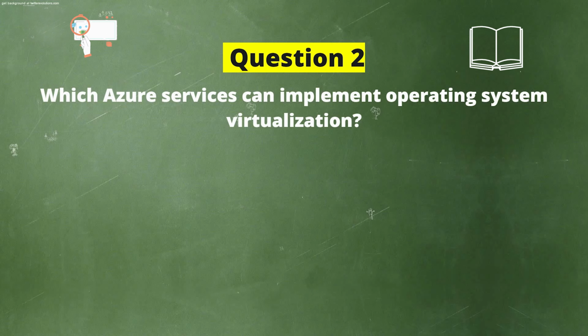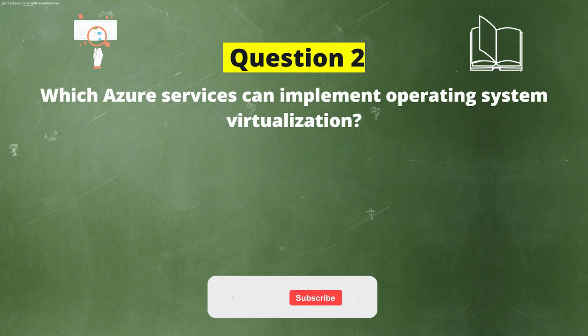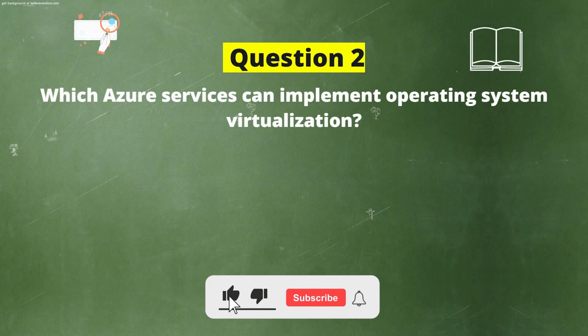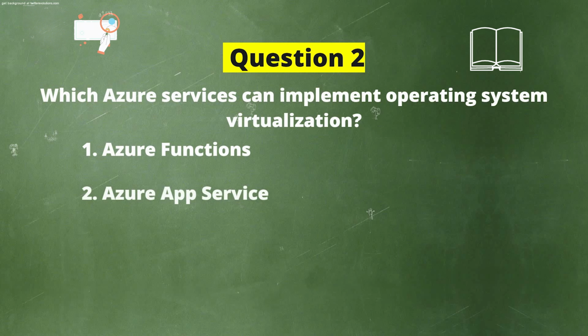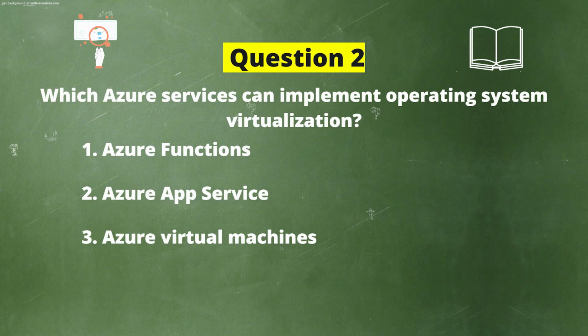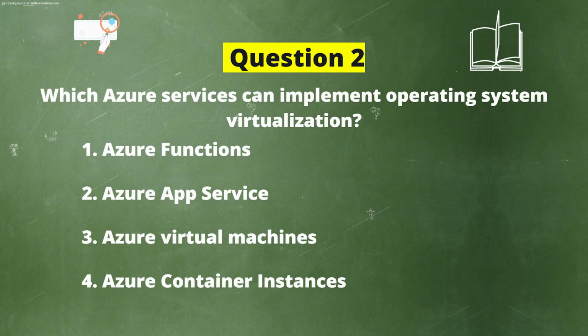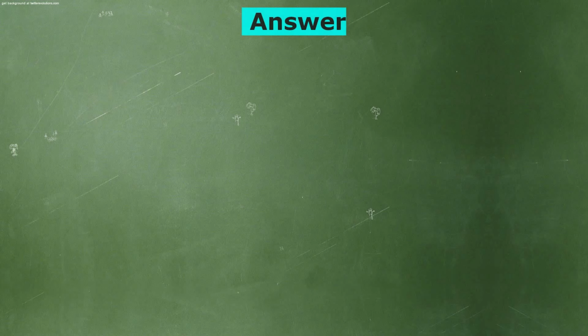Next question. Which Azure services can implement operating system virtualization? And the options are 1. Azure Functions, 2. Azure App Service, 3. Azure Virtual Machines, 4. Azure Container Instances. And the correct answer is option 4, Azure Container Instances.